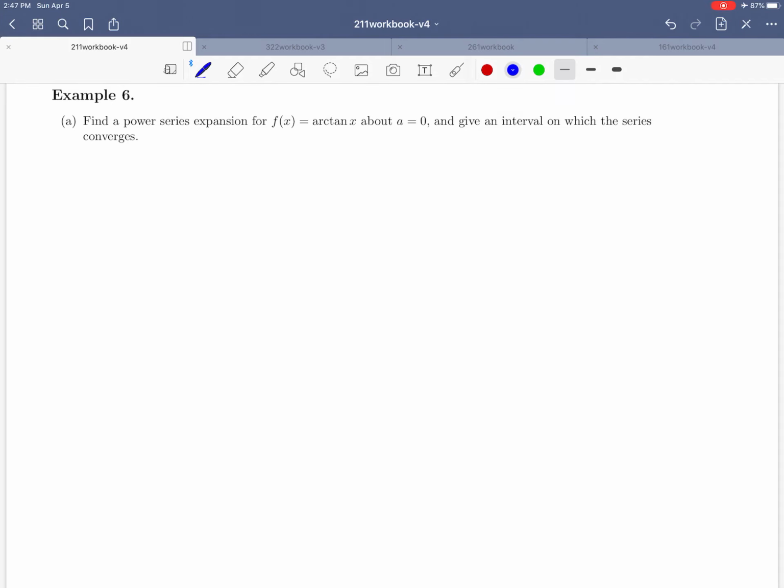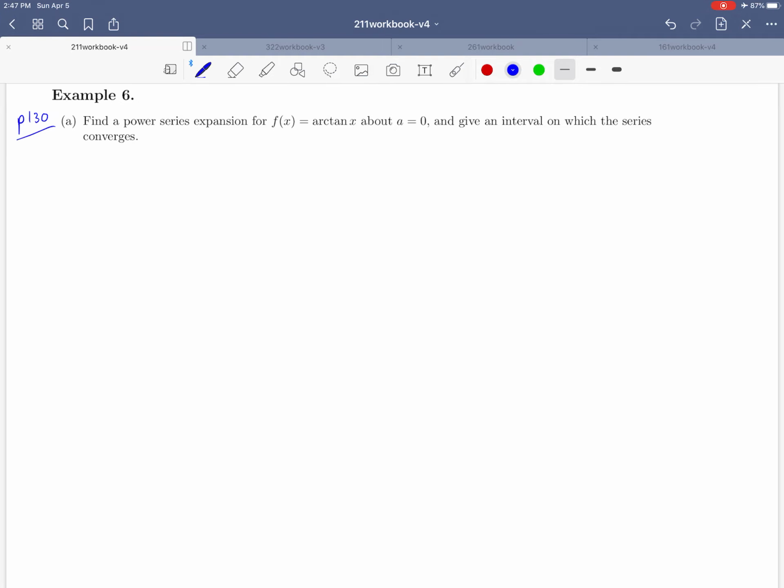Welcome to example 6 on page 130. This is a really cool example, and we're going to use a lot of the skills that we learned in this section so far. We want to find a power series expansion for f of x equal to the arctangent of x about a equals 0. And we also want to find the interval of convergence.